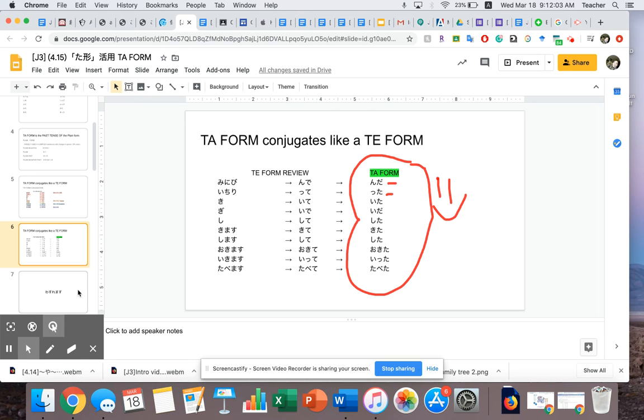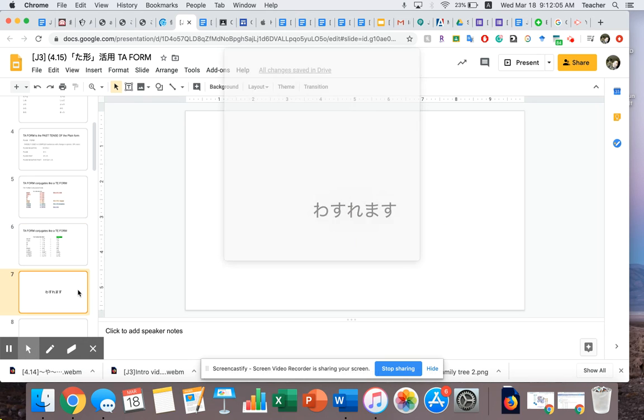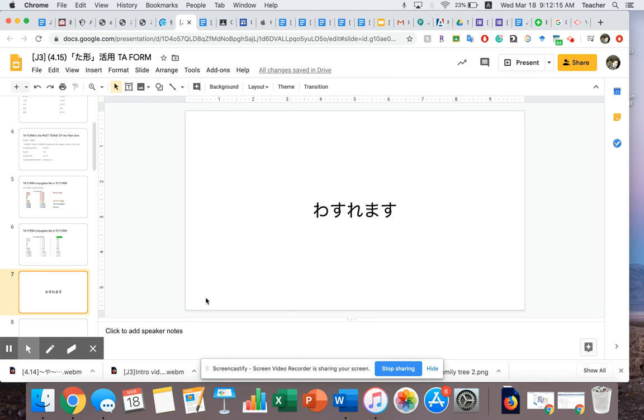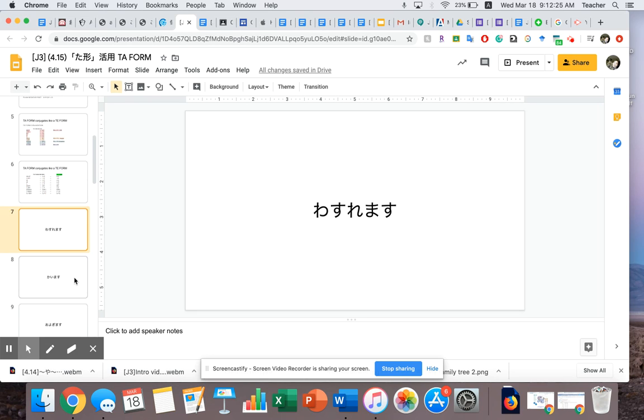And with that being said, I'd like for you to go through this slide and practice this. Oh, there it goes. Okay. 忘れます. So that's a group 2 because it has a れ at the end. So drop the masu, look at the れ, and then you add た this time. So it's 忘れた. Good job.